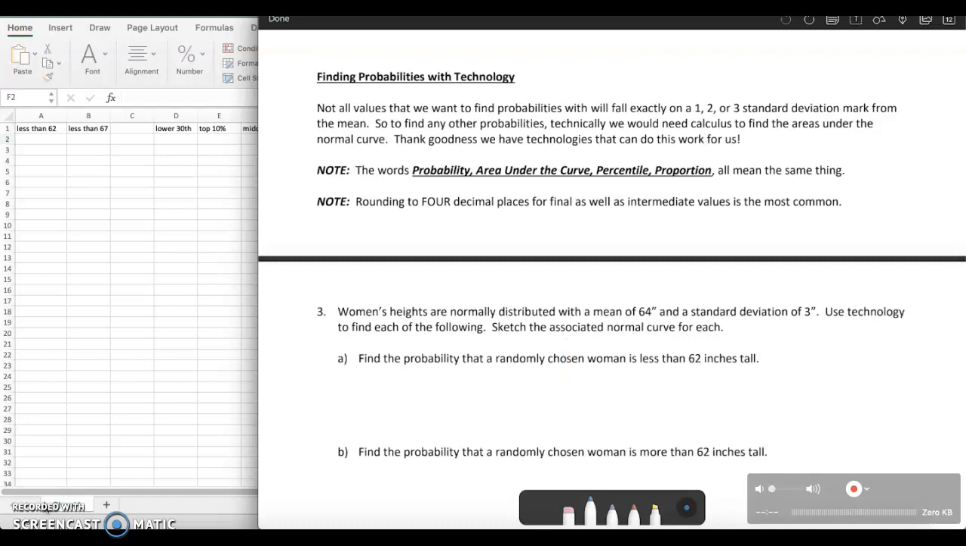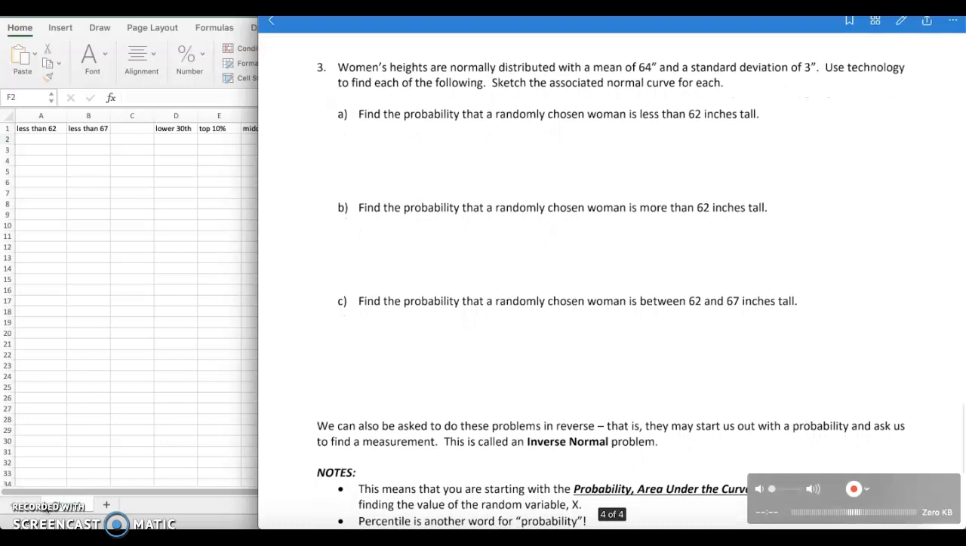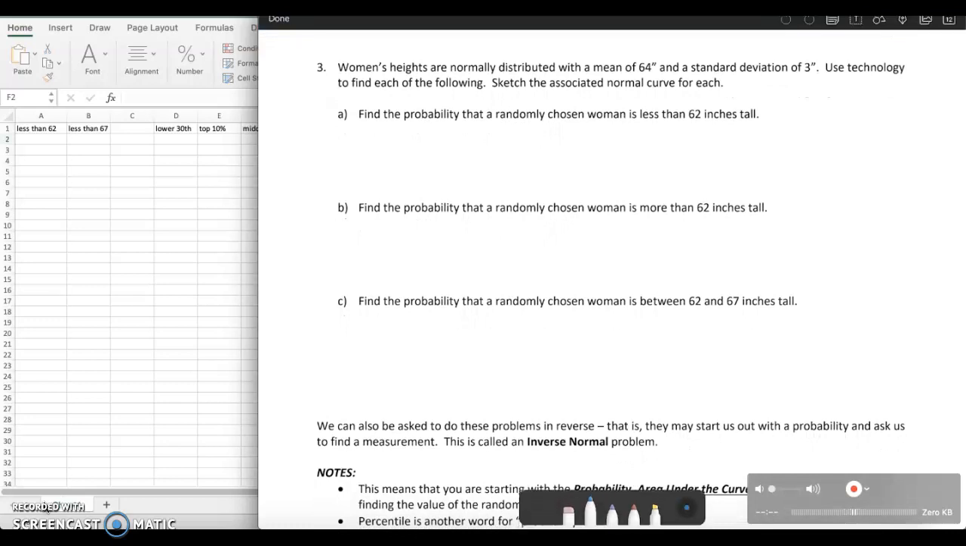So let's see. Women's heights, we know, are normally distributed with a mean of 64 inches and a standard deviation of 3 inches. But now we want to use technology to find the following and sketch the associated normal curve for each, just to give us a visual of what's going on. Let's find the probability that a randomly chosen woman is less than 62 inches tall.